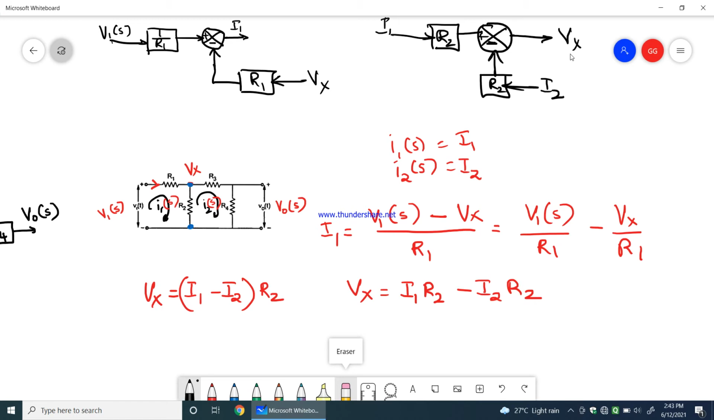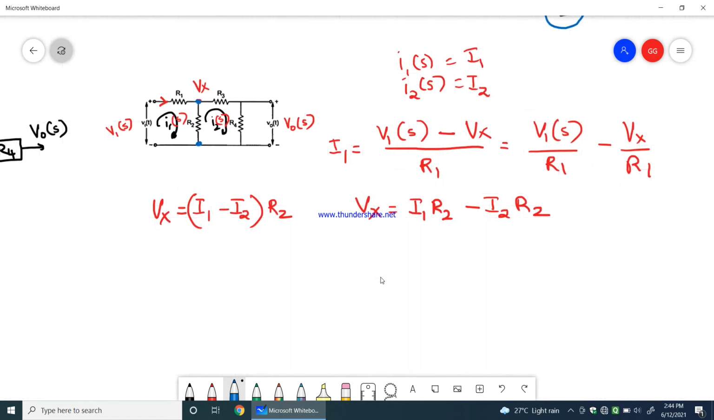Now the next block would be what? I have I1 which has already been written here. I got Vx. Now the next block which I need to write is for I2. So let me see what would be the equation for I2. What is I2? I2 is the current flowing through R3. So I'll say I2 equals Vx minus Vout by R3. I can do that, right? I2 equals Vx minus Vout by R3, which is equal to Vx by R3 minus Vout by R3.